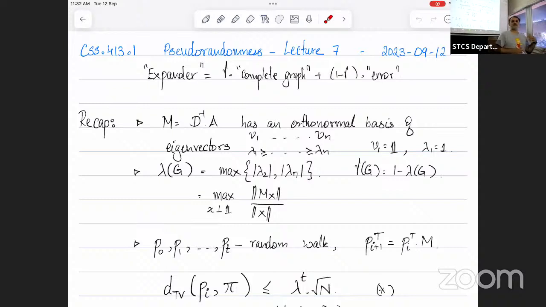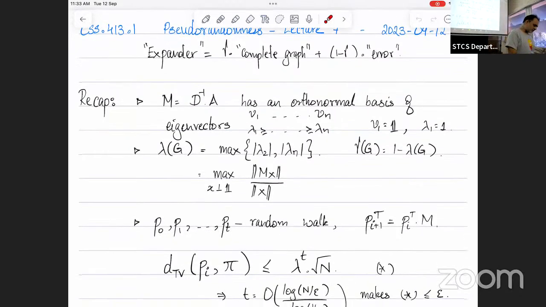In fact, one of the things I would like you to try out is, once you see this, try and reprove the expander mixing lemma using this method. It turns out to be a rather slick proof. You might get slightly worse parameters, but it's a pretty slick proof.